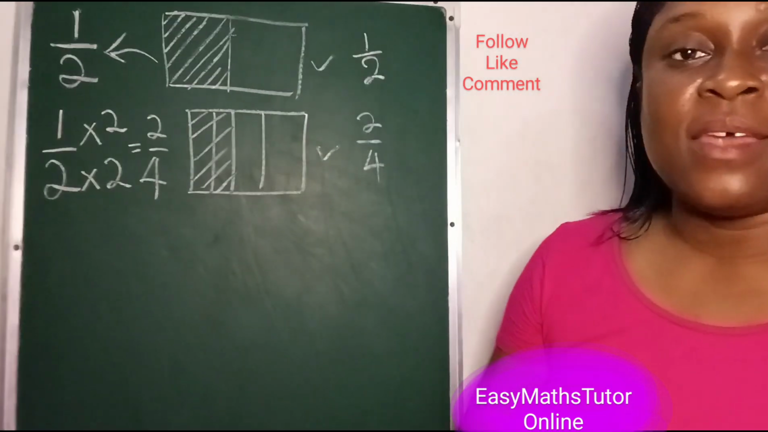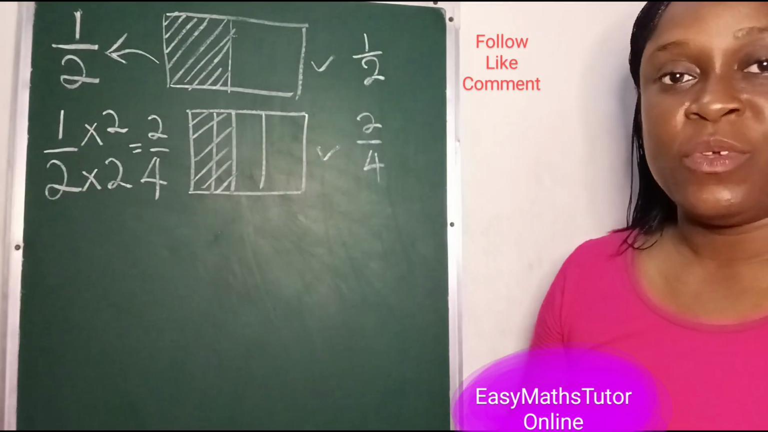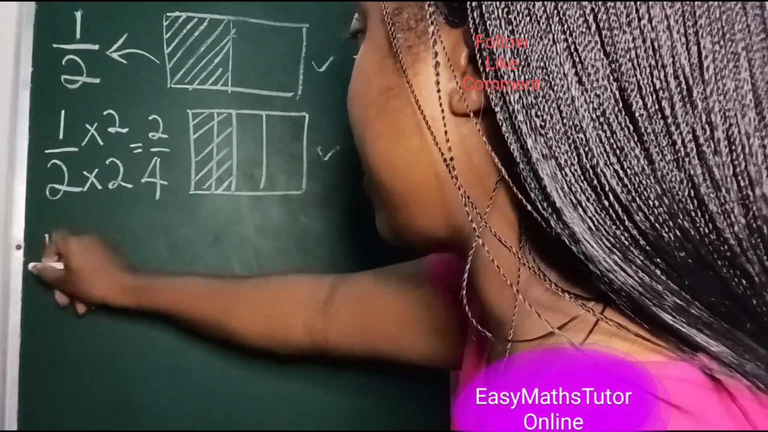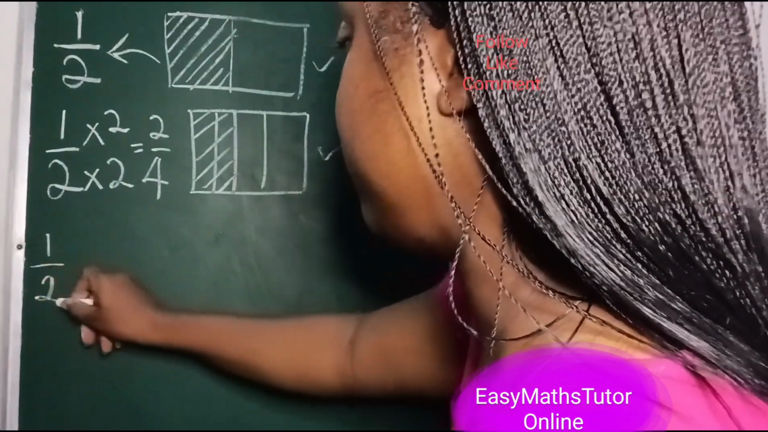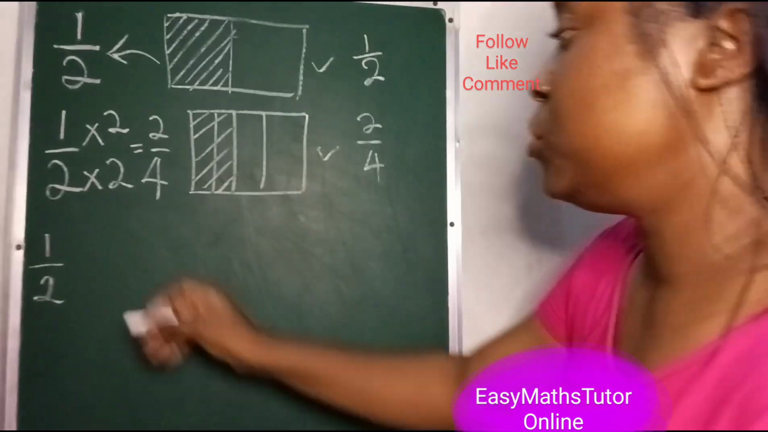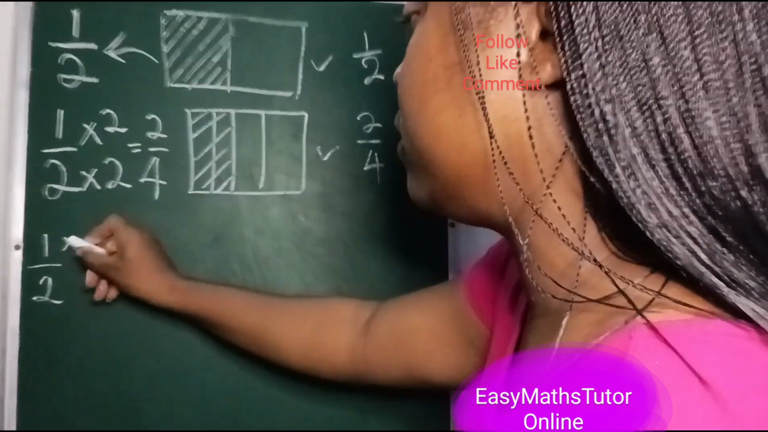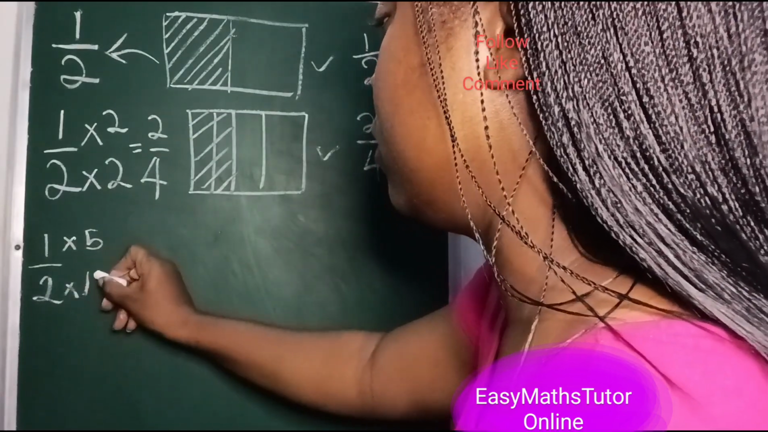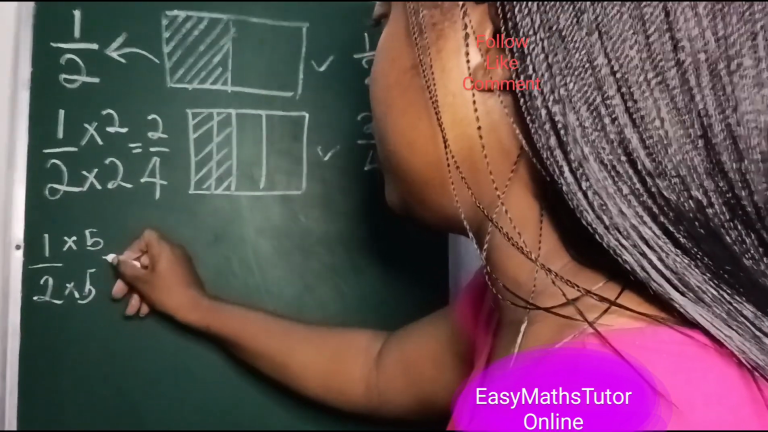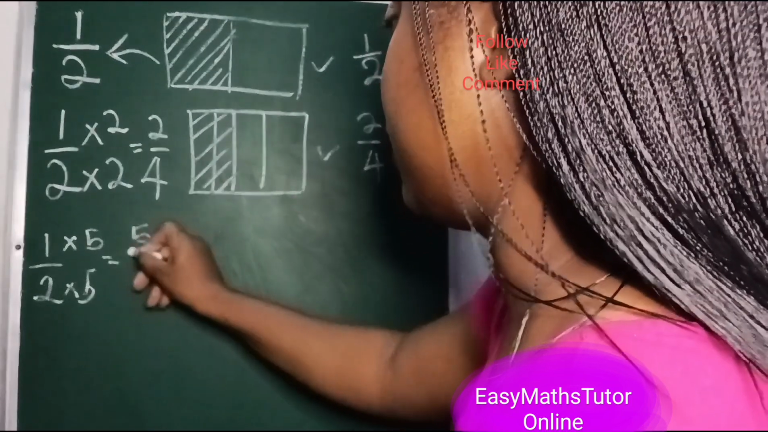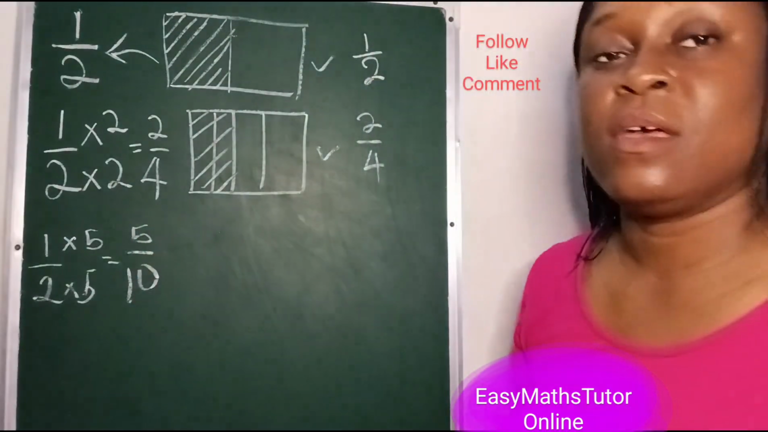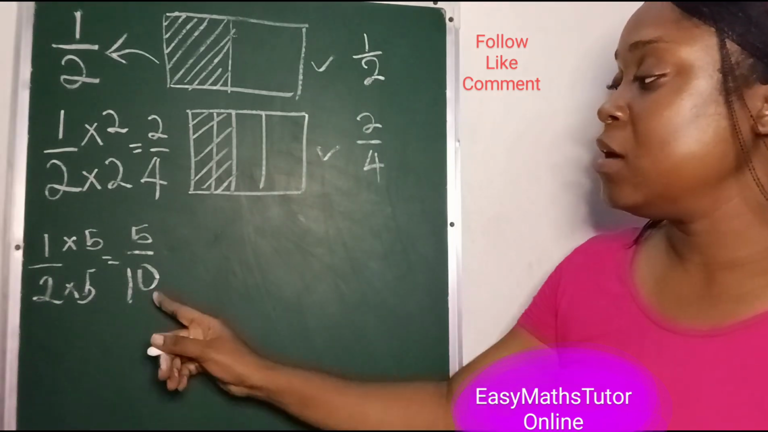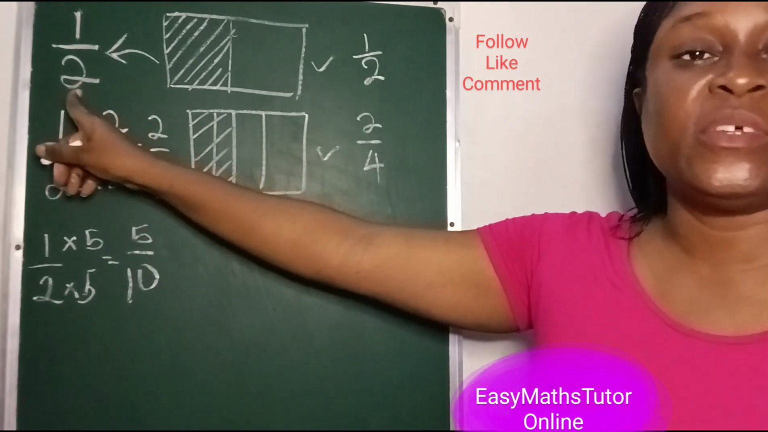So let's try another equivalent fraction of 1 over 2. Let's try 5. For 1 over 2, we'll multiply the numerator by 5 and multiply the denominator by 5, which will give us 5 over 10. 5 over 10 is an equal fraction as 1 over 2.